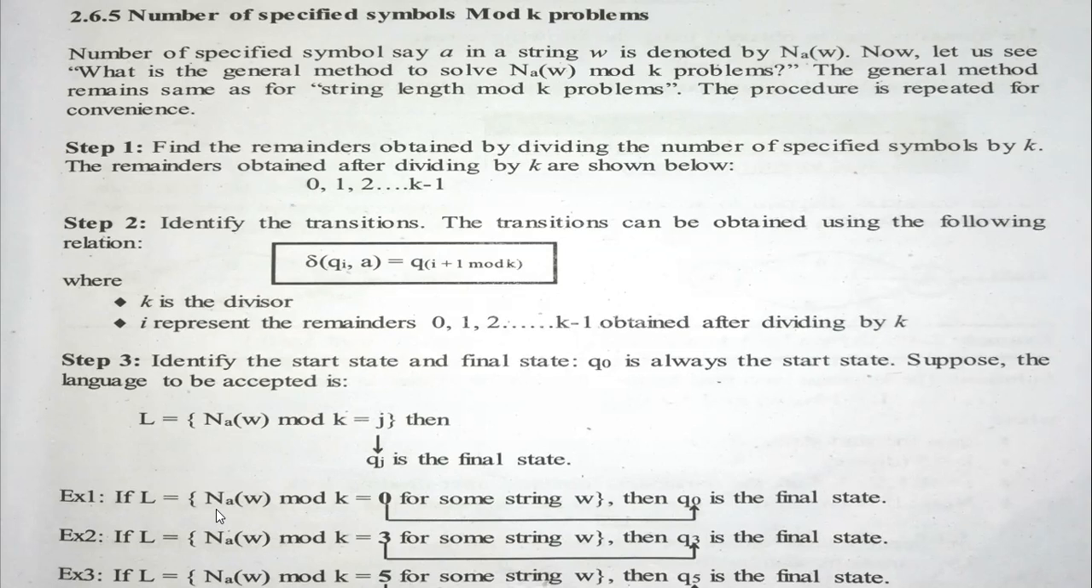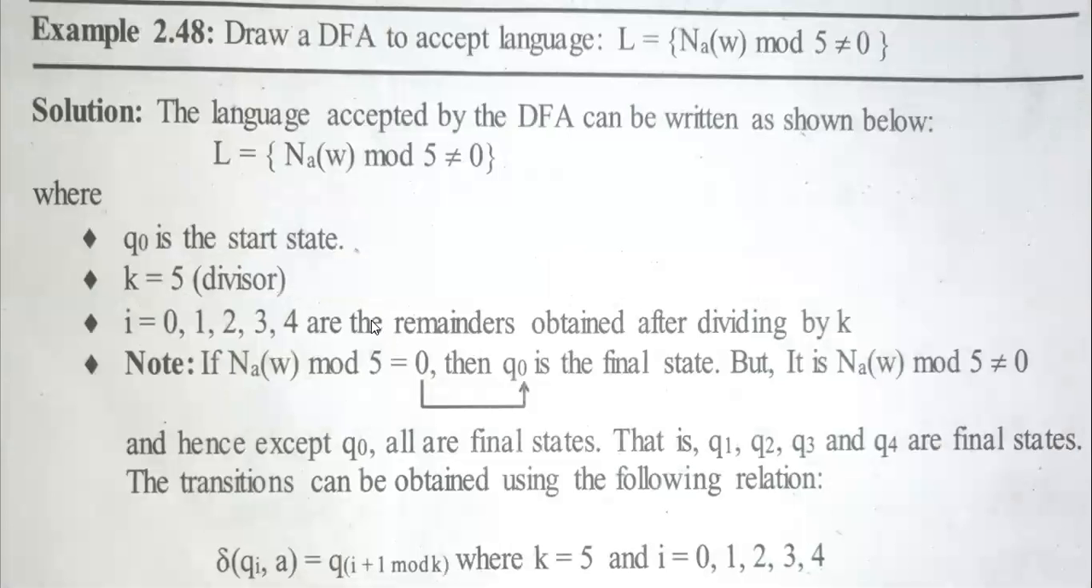After this, step number 4, which is not visible here, is to draw the DFA skeleton. So we'll go for the first problem. We already discussed that the solving procedure will be different, but the final outcome will be the same. If you use any kind of method, it does not matter, you'll end up with the same result. First problem: draw a DFA to accept language L, which is equal to number of A's in W, mod 5 not equal to 0.